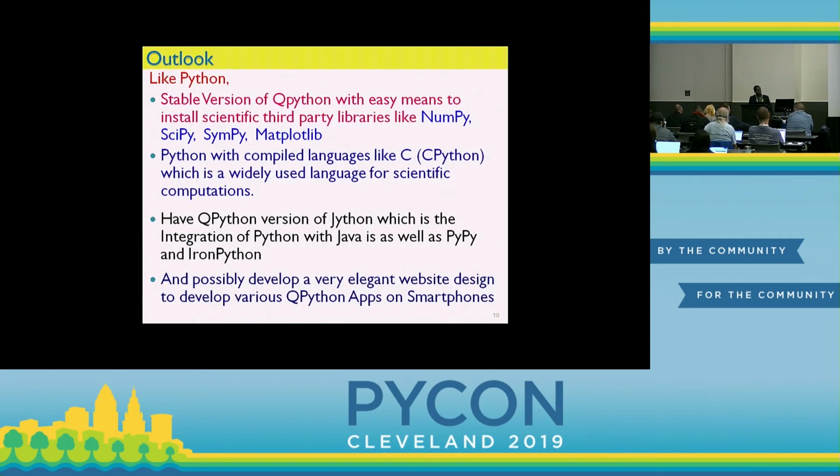So what is the outlook here? The outlook is we want a stable version of QPython with easy means to install scientific third-party libraries like NumPy, SciPy, SymPy, and Matplotlib. We also want to see if we can add Visual Python, because I miss that a lot. When I used to teach with Python, one of the things I used to really inspire my students, I would just say, look at this program, how simple it is.